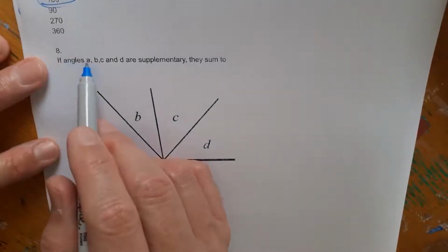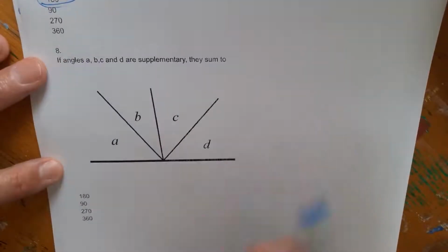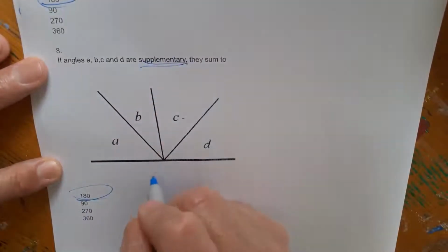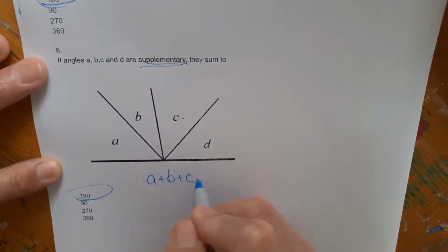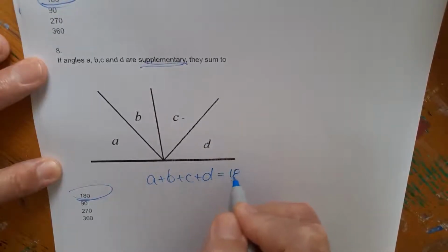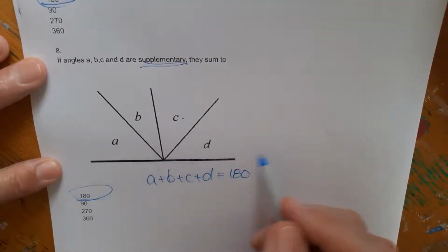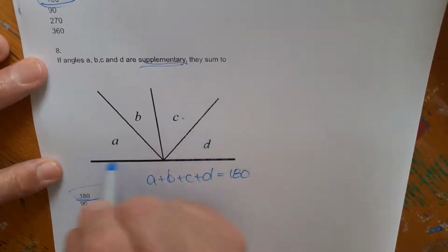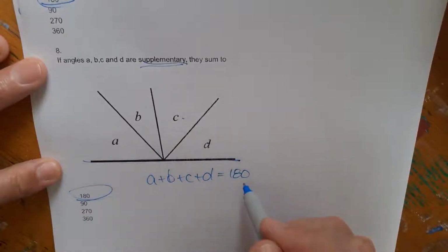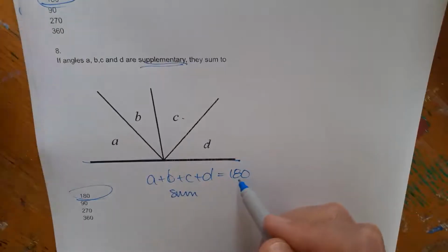Let's see. If angles A, B, C, and D are supplementary. So now there's 1, 2, 3, 4 in here. They always sum to 180. That is the definition of supplementary. A plus B plus C plus D equals 180. And you guys, how many angles could you fit in here? An infinite number. You could just keep making these smaller and smaller. The point is, supplementary means they sum, sum means to add, to 180 degrees.